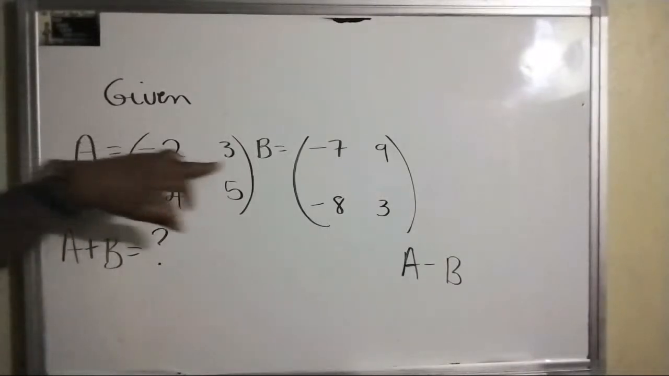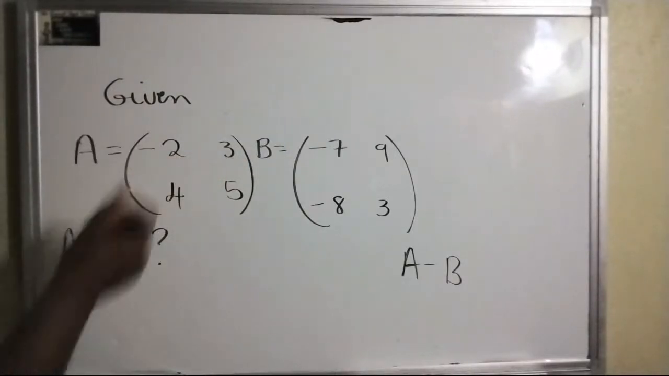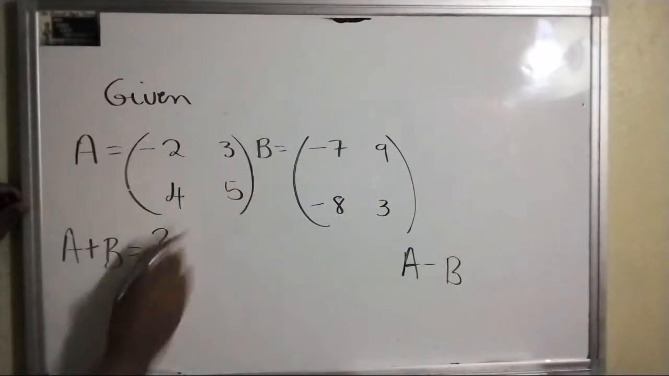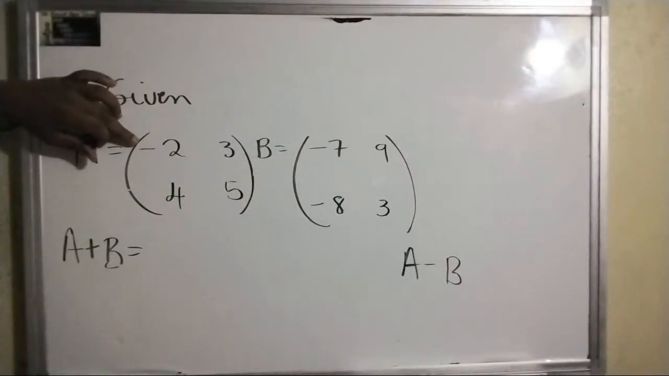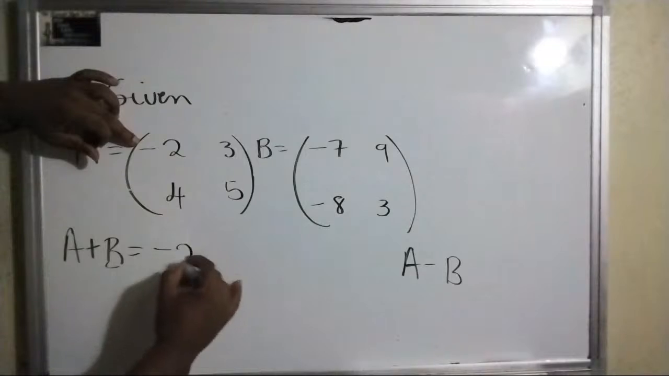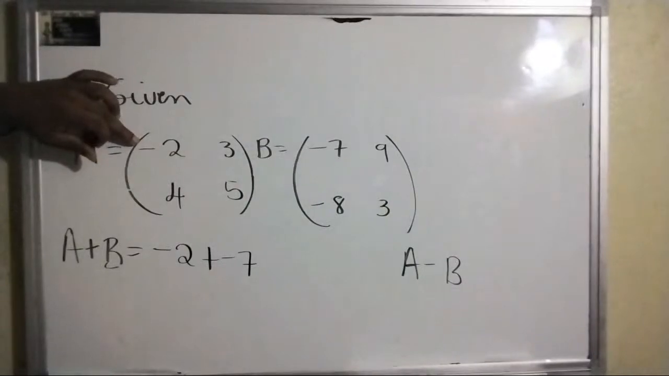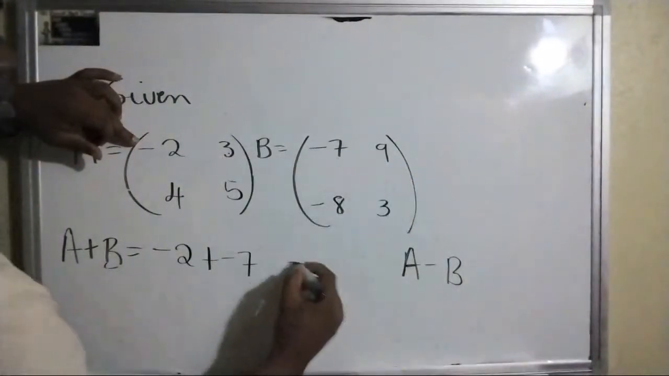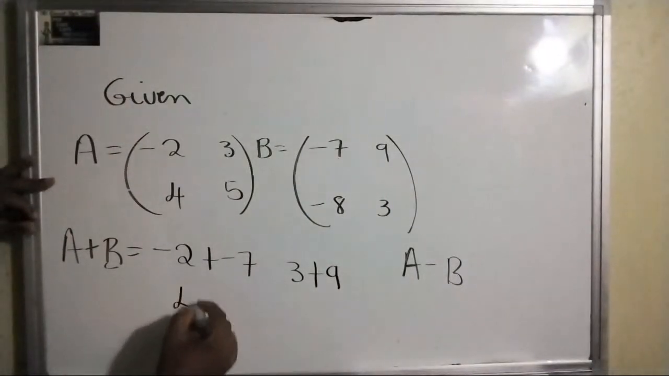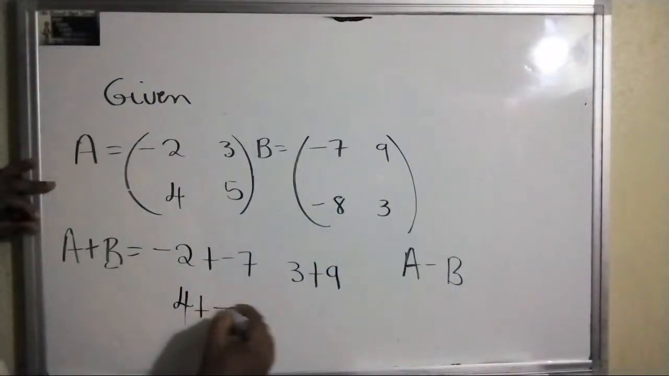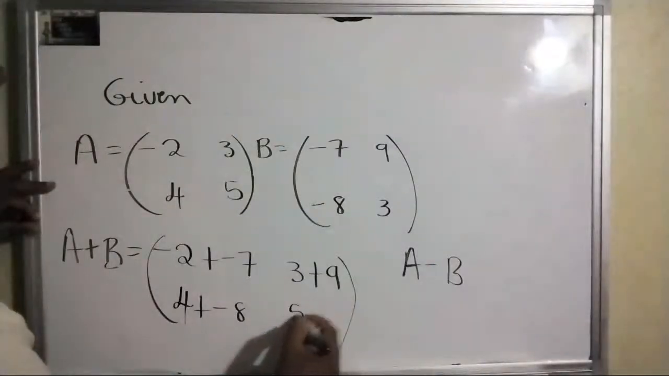Now this is what we call a 2 by 2 matrix. It has 2 rows and 2 columns. The rows run from left to right and the columns run up and down. So we are just adding corresponding entries. We have -2, the first, and we add it to the first in this one. See how easy maths is, guys? Then we have 3 plus 9, and then 4 plus negative 8, and then 5 plus 3.